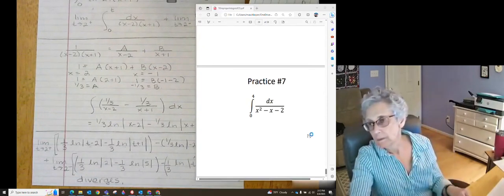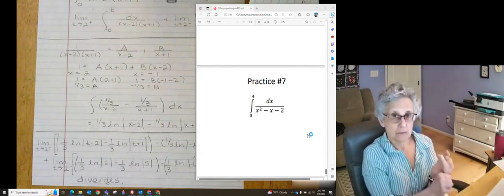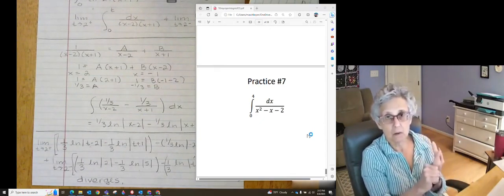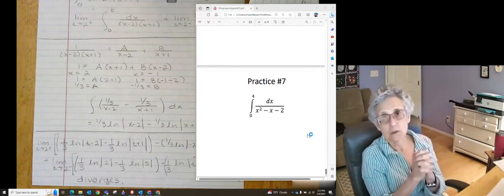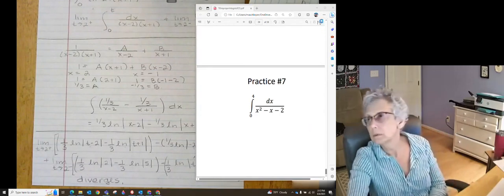So that is improper integrals. Infinite limits of integration and bad guys or vertical asymptotes within your interval. Those are the 2 types. You can do it. That's it. You know everything you need for test 1.